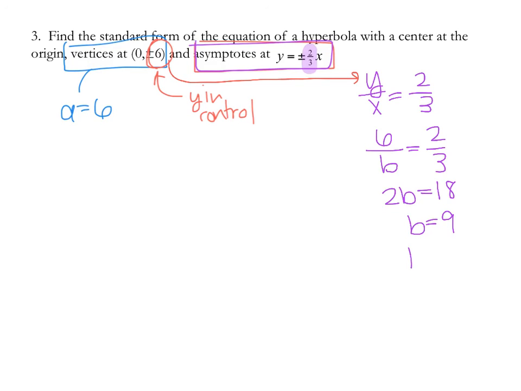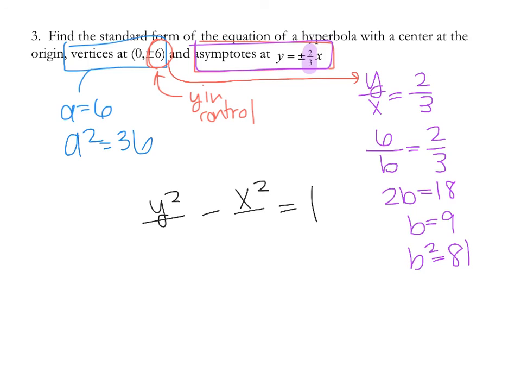But just be careful with both of these. We want to be able to plug in b squared is 81, a squared is 36, and we know y is in control. So that means that the first fraction has to start with y. So it's going to be y squared over 36 minus x squared over 81 equal to 1. And then again, the a squared goes first, the b squared goes second.